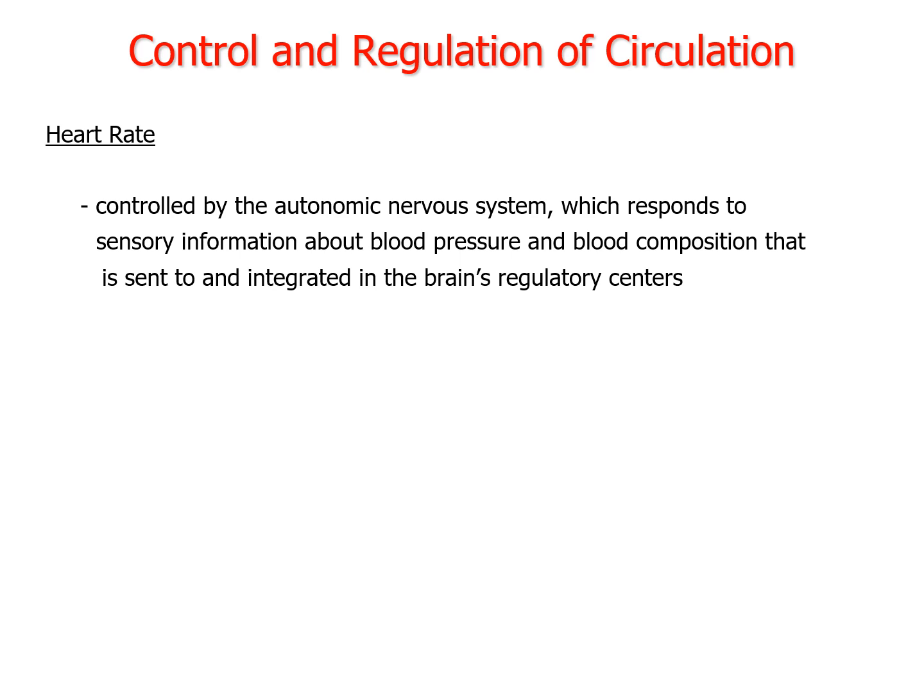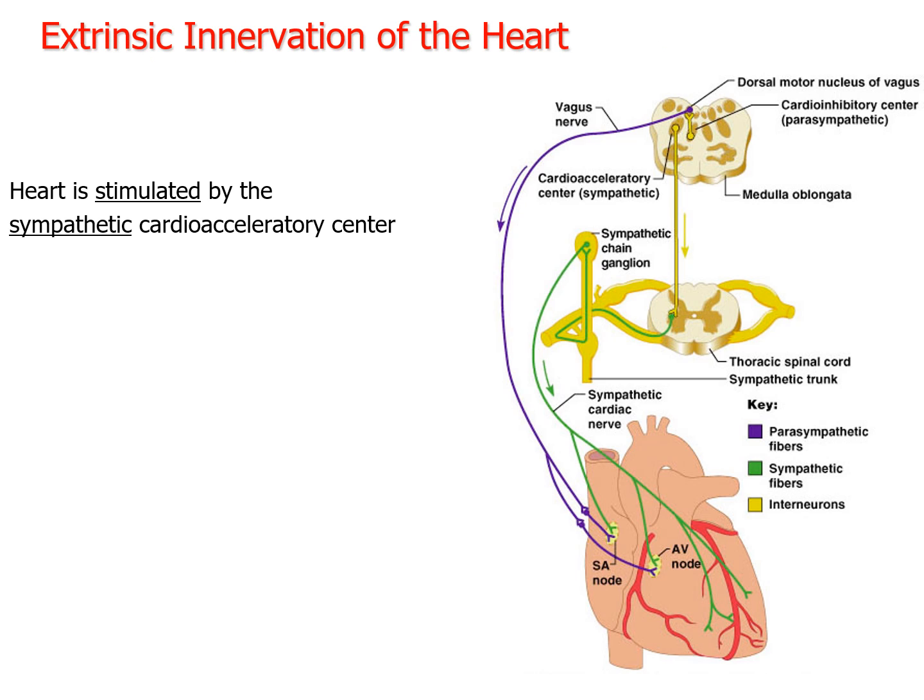So the autonomic nervous system is responding to sensory information that the central nervous system is receiving about blood pressure and blood composition. The central nervous system processes that information and then sends commands out through the autonomic nervous system, either the sympathetic or the parasympathetic, to change or regulate the activity of the heart rate. And this is shown here.